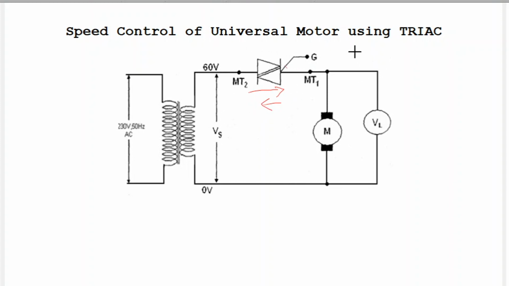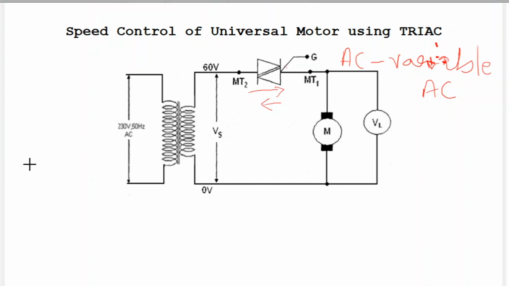So triac is a semiconductor device which usually converts fixed AC to variable AC. It is nothing but an AC to AC controller or AC voltage controller. The current through the motor flows in either direction.